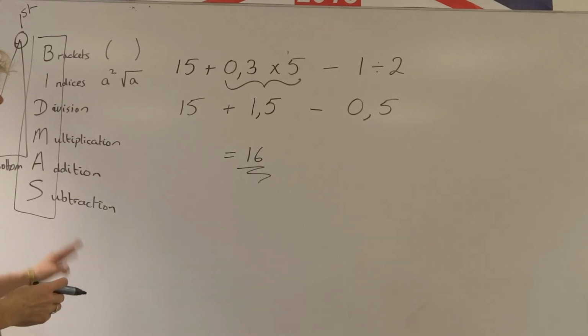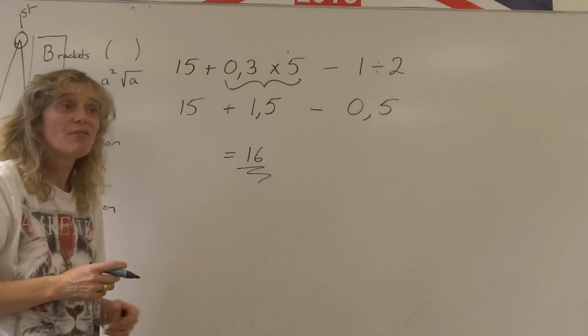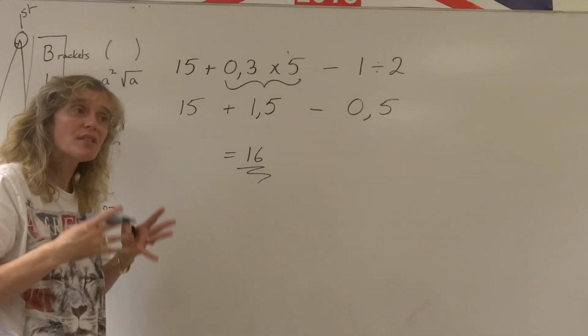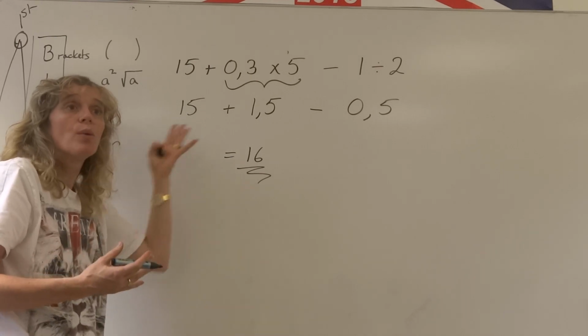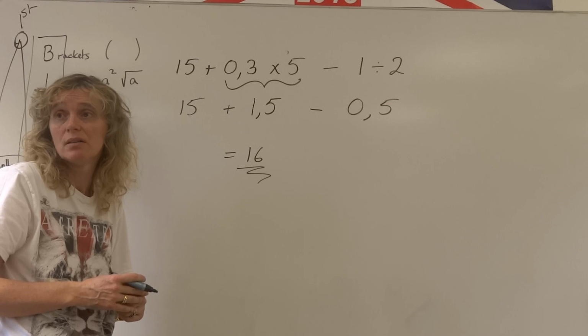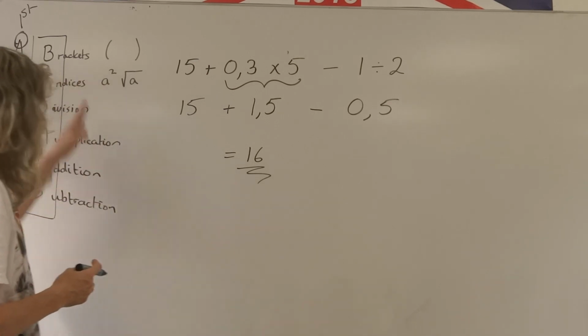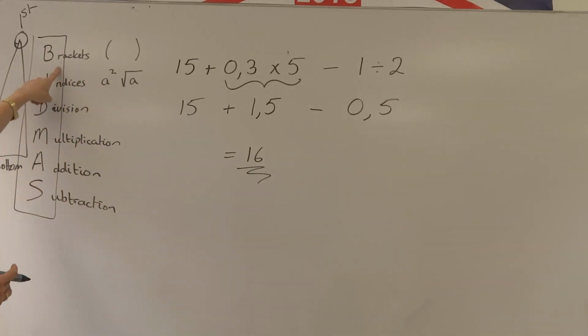Why do you have to do it in that order? Well, there's lots of different orders we could do it in. So if we don't have a system and make sure that everybody does it in the same way, we could get totally different numbers here. So that's the system, BIDMAS. Do brackets first, then indices or powers of, followed by division, multiplication, addition, subtraction.